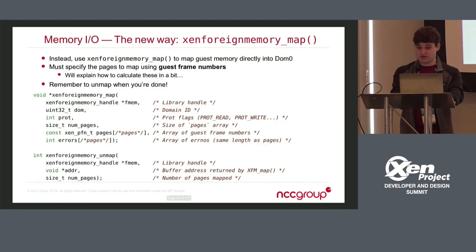Because the correct way to do this nowadays is to use xenforeignmemory_map from the Xen foreign memory library. What this will do is create a shared mapping of the guest memory in DOM0. So basically DOM0 has an additional mapping of the same physical memory, and you don't have to copy back and forth.